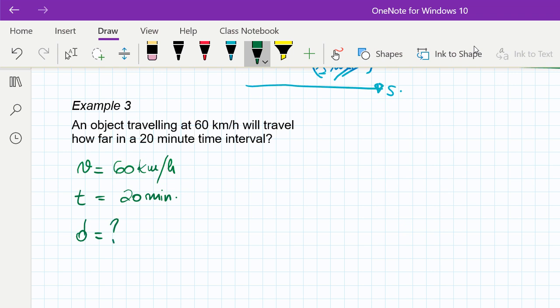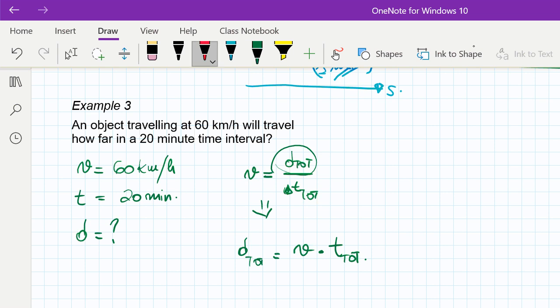Okay, so now on the formula, what we have is that the average speed is total distance over total time. We are looking for the distance, so the total distance will be average speed times total time. However, when we see this, we notice that the speed is at 60 kilometers per hour and time is at 20 minutes. So they are all different units.